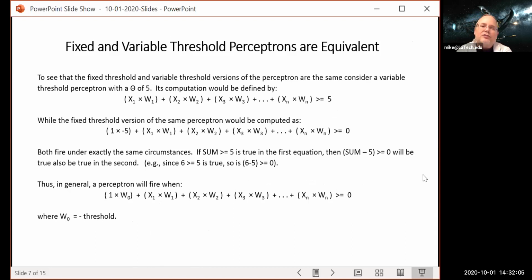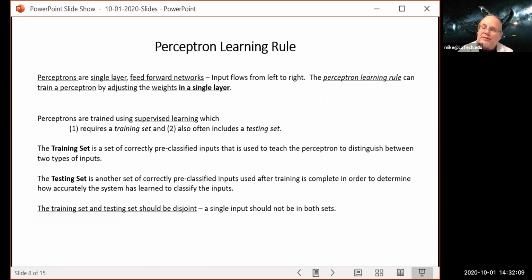Okay. So now we know everything we need to know about perceptrons, and we can start talking about the perceptron learning rule. Pretty much everything else in this lecture is us working our way through the perceptron learning rule. And this, again, is what Rosenblatt developed in the late 1950s.